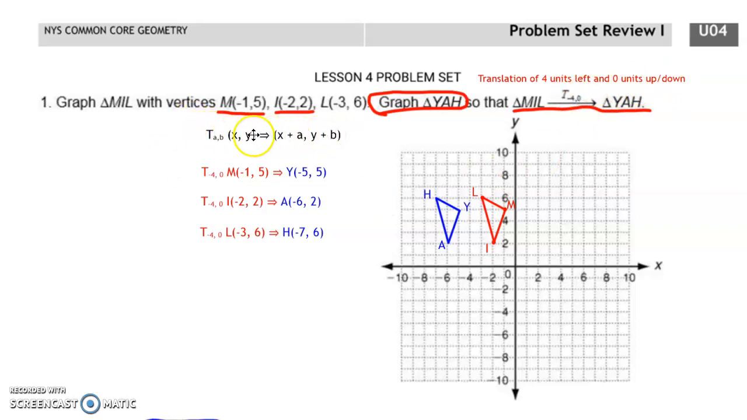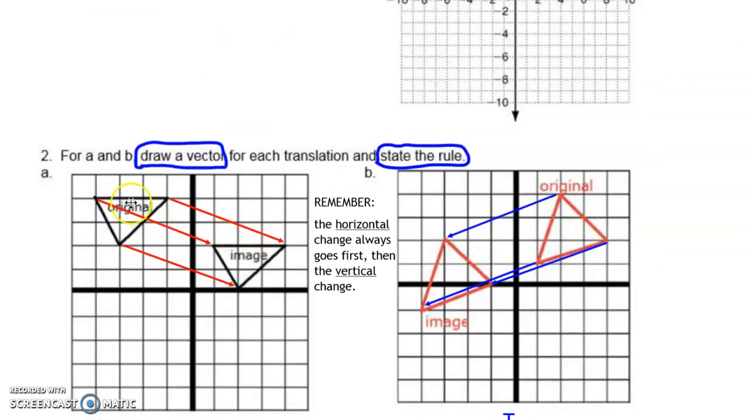This is the general rule for a transformation, more specifically a translation. That means negative 4 comma 0, I subtract 4 from the x, and I don't do anything to the y. So subtracting 4 from negative 1 becomes negative 5. The y stays the same, etc., etc. All right, moving on to number 2.